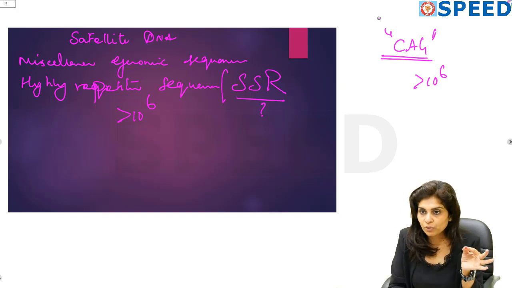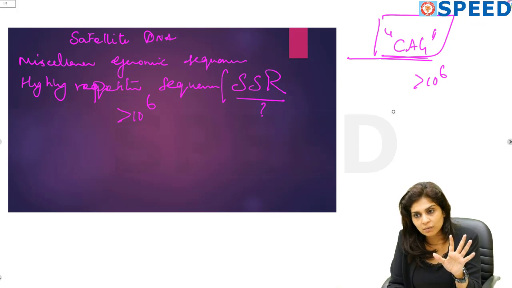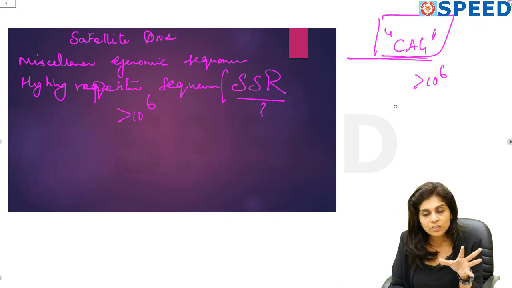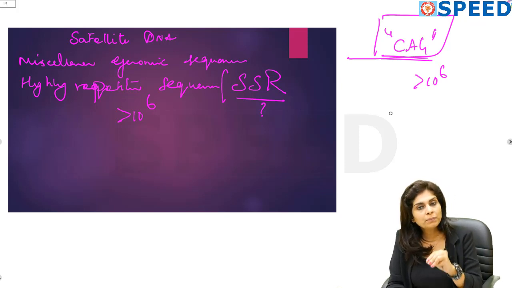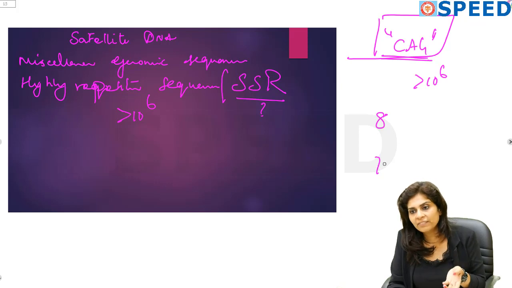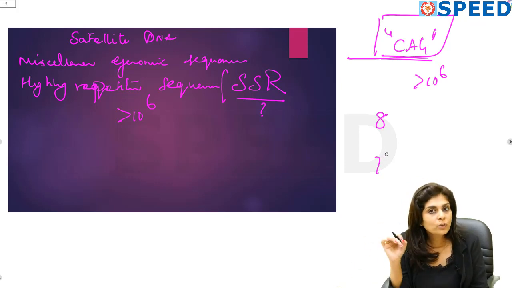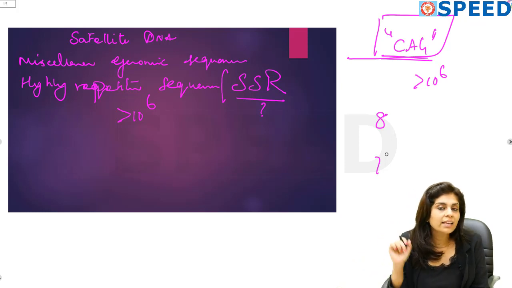For example, if you look at the CAG repeat at one locus, at that locus, if you count the number of times it's repeated in your genome, it can be 8, it can be 9, whereas in mine it's going to be 7 or 10. So it is not common to all, it is found to be unique to a particular person. And that is the basis of satellite DNA being used for person identification.